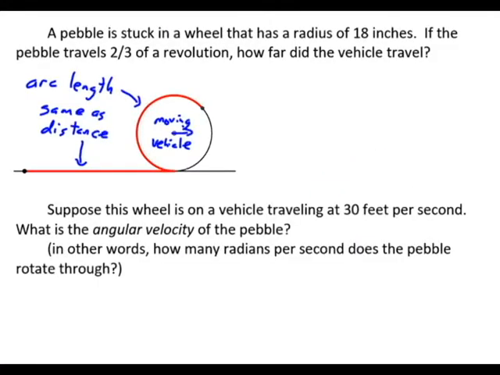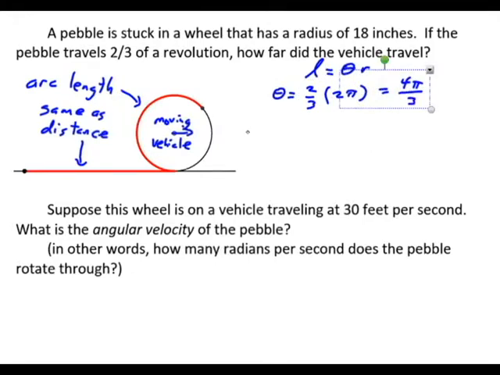Once we realize that this is just an arc length problem, we can use the formula. We know the radius is 18 inches. We just need theta. Well, theta is 2/3 of a revolution. What's a full revolution in radians? 2 pi. And so theta will be 4 pi over 3.